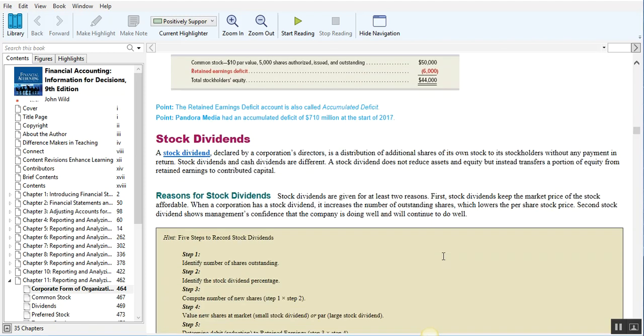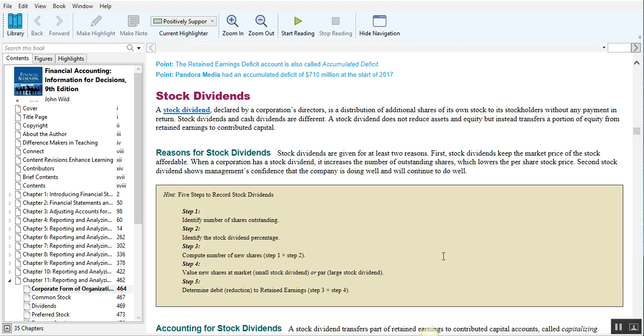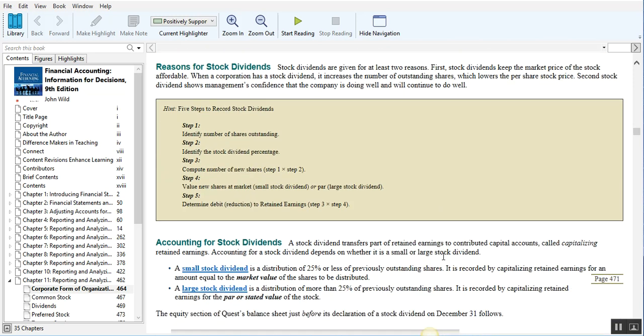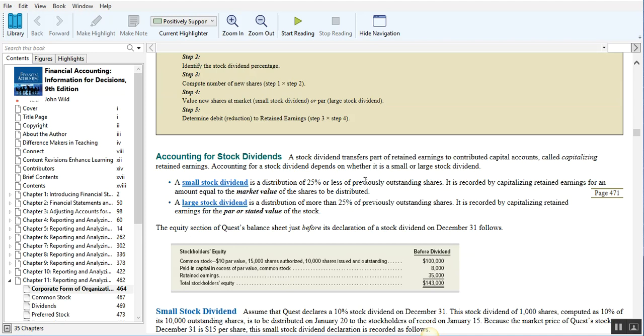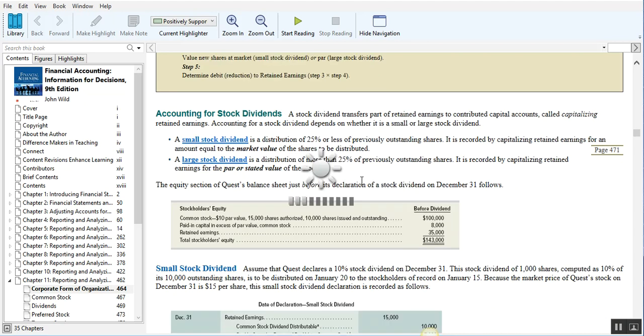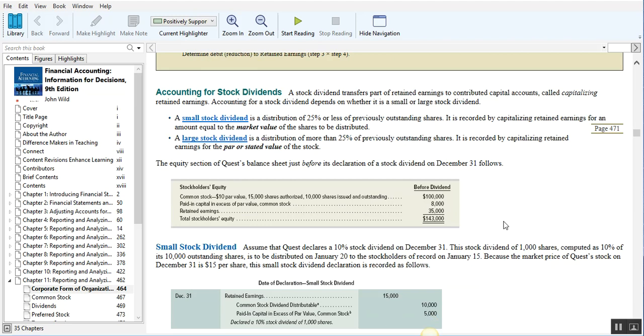Stock dividends are basically issuing shares of stock instead of cash, and so in these cases, you're going to identify how many shares of stock you're going to issue for that dividend, and the size of the dividend will determine what your treatment is in accounting. So for a small stock dividend, that is, the value of the additional shares issued is 25% or less of the previously outstanding shares, you're going to record it at market value, and then whatever difference I've identified will go into paid-in capital in excess of par.